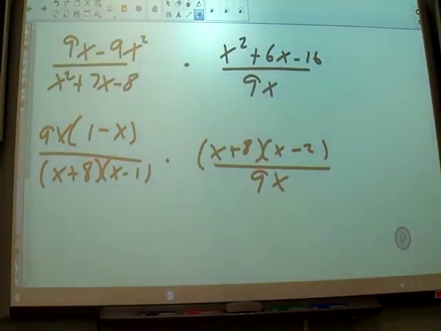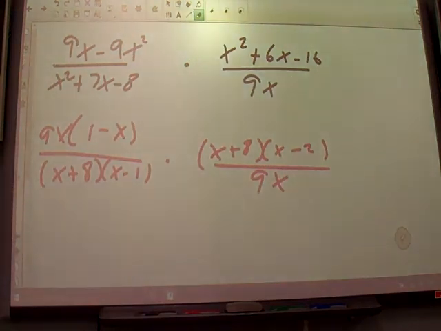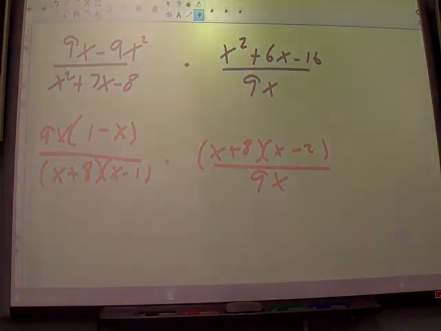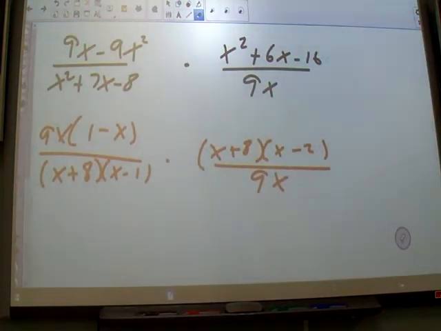What you started is right. X plus 8, x plus 8. Then you can do the 9x's. Now the only thing left is we're going to talk about those are opposites, so we can take a negative 1. Yes.